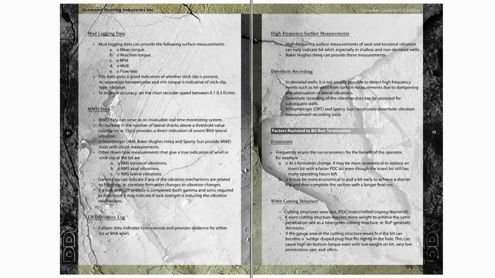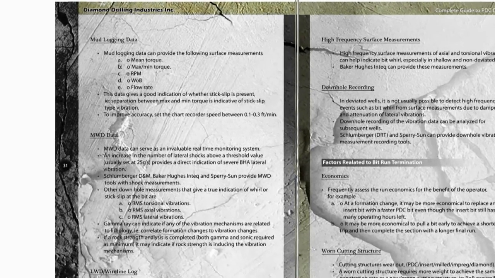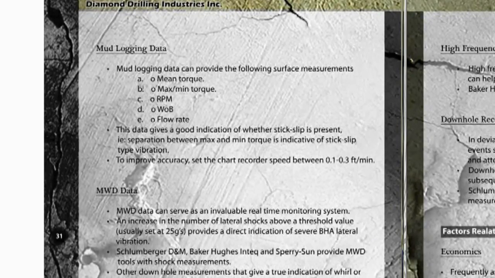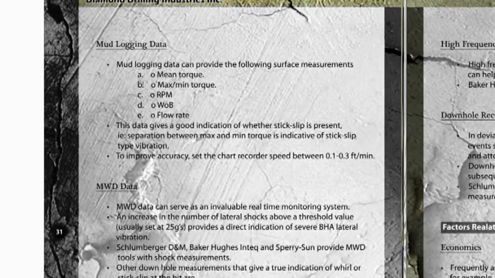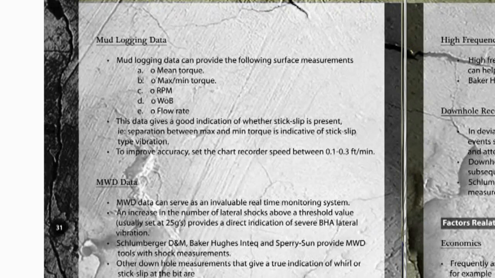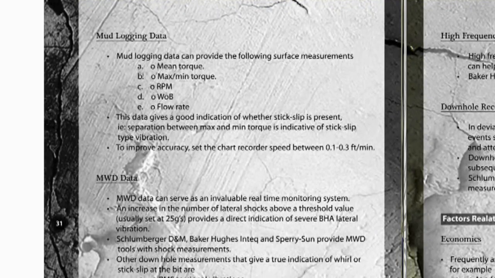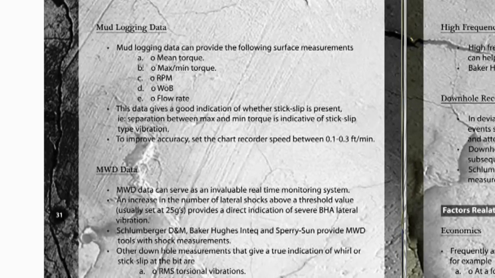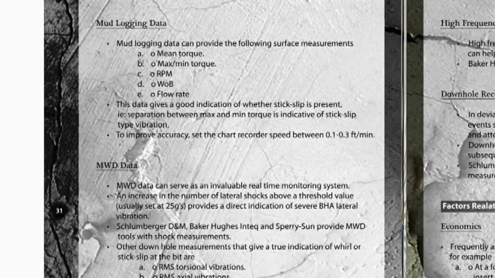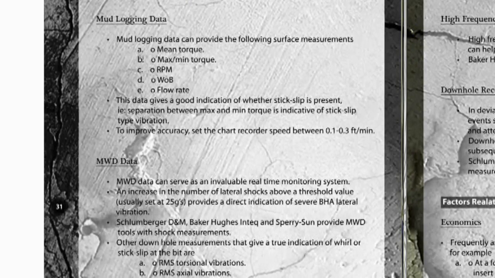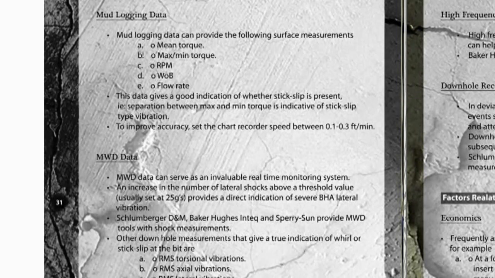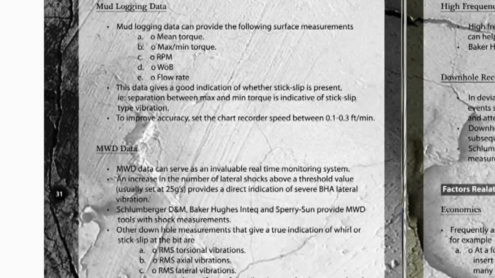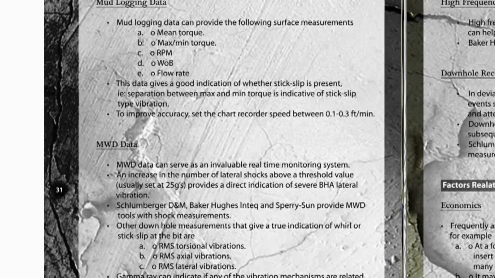Mud logging data. Mud logging data can provide the following surface measurements: mean torque, max or min torque, RPM, WOB, flow rate. This data gives a good indication of whether stick slip is present, i.e., separation between max and min torque is indicative of stick slip type vibration. To improve accuracy, set the chart recorder speed between 0.1 to 0.3 feet per minute.